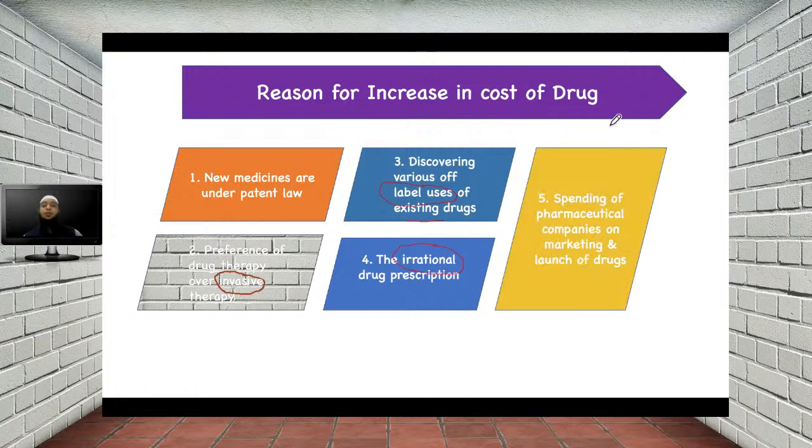The last reason could be the spending of pharmaceutical companies on the marketing and launch of the drug. When a new drug is coming to the market, obviously no one will prescribe that medicine unless the pharmaceutical company is doing the marketing through medical representatives for launching that drug. There is a complete system involved in that, including digital marketing and face-to-face marketing by the medical representatives. Since the spending on marketing and launch of the drug is high, this spending will also be recovered from the price, and as a result there is an increase in cost of the drug. So these are 5 important reasons for increase in cost of the drug.